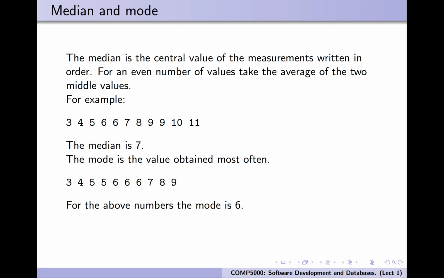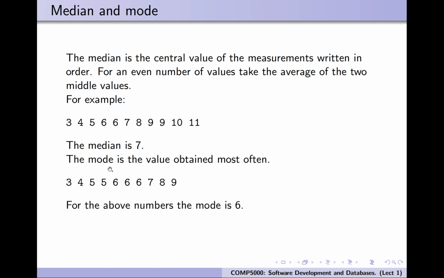Just for information, although you've been taught all these things originally in school, there are other measures of central value of measurements, one of which is the median, which just means you order all the numbers. If I have these numbers 3, 4, 5, 6, 6, 6, 7, 8, 9, 10, 11, 12 and order them, then the middle number is the one that's characteristic of the central set of numbers, and the median is 7.